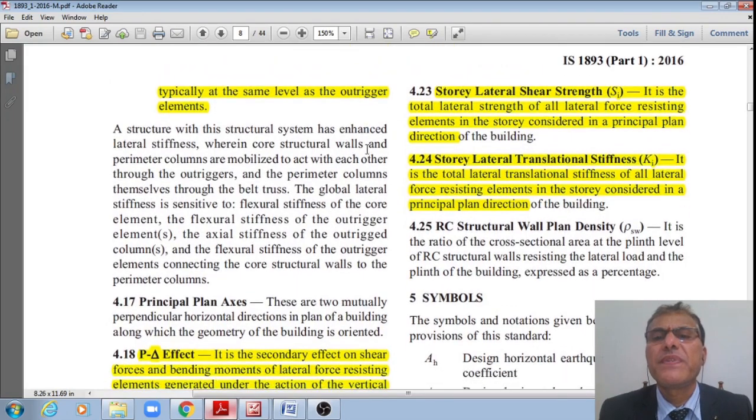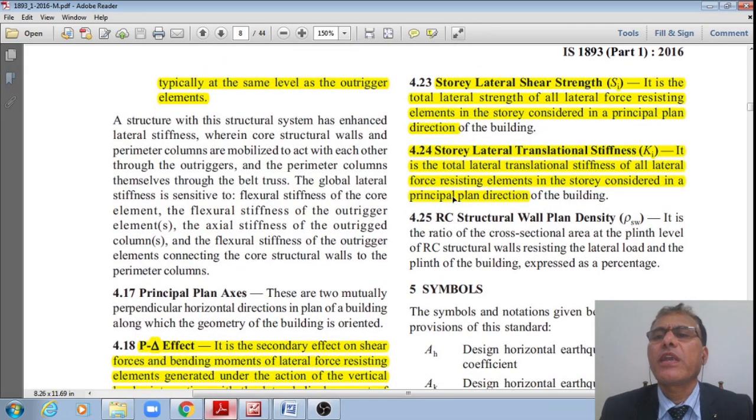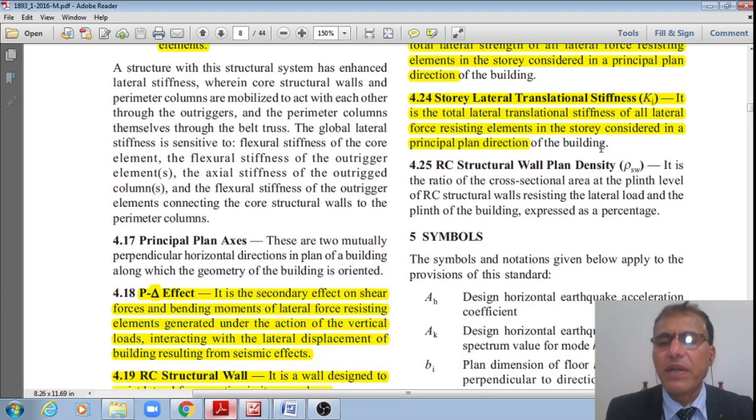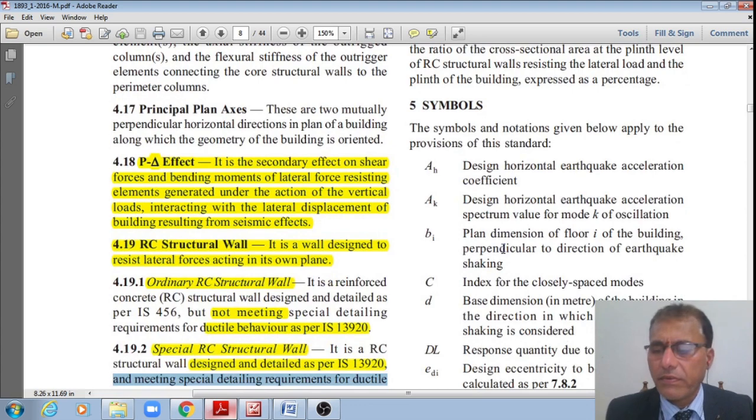And two more definitions. Story lateral shear strength, notated by SI, is the total lateral strength of all lateral force resisting elements in the story considered in the principal plan direction of the building. And the next one is story lateral translational stiffness, KI. It is the total lateral translational stiffness of all the lateral force resisting elements in the story considered in the principal plan direction of the building. These are the different definitions of these earthquake related terms.